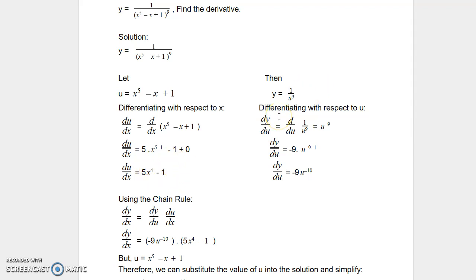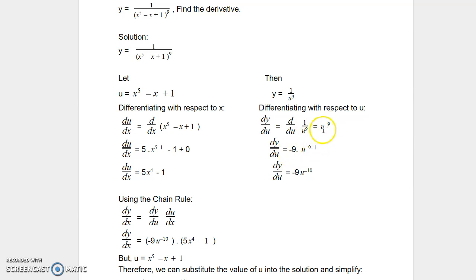And then here we have y is equal to 1 over u to the power of 9. When we bring the denominator to the numerator, we can express it as a negative exponent. 1 over u to the power of 9 we can write as u to the power of minus 9. So we can differentiate this function with respect to u. dy by du is equal to d by du of 1 over u to the power of 9, or we can write this as u to the power of negative 9.